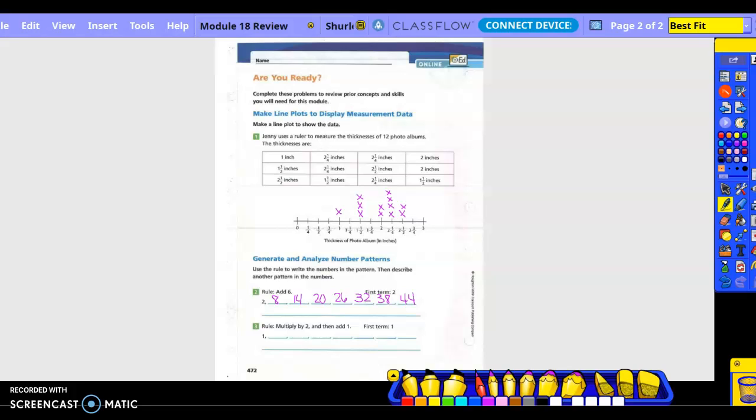44. Okay, so how do you get from 2 to 8? What's another rule we could do? What do you notice? 8, 20, 32, 44, those are what? Multiples of 4, so every other number is a multiple of 4.